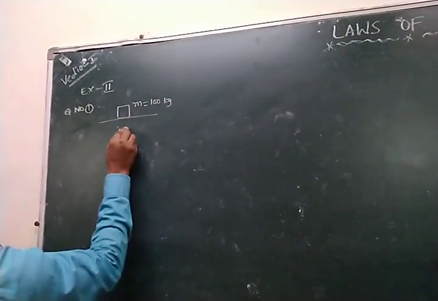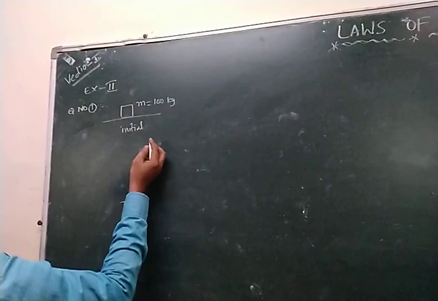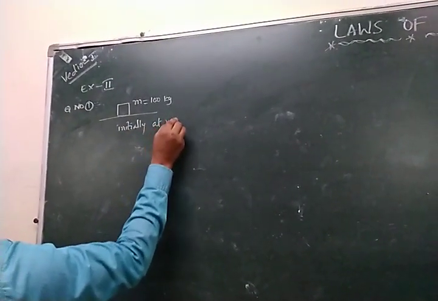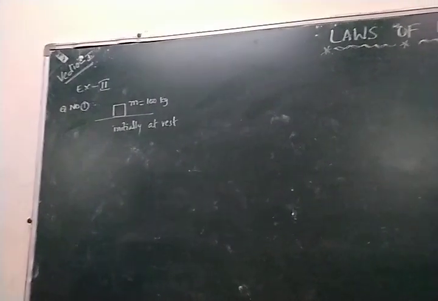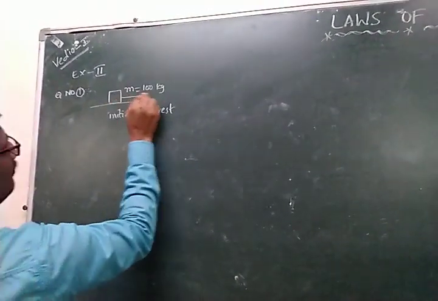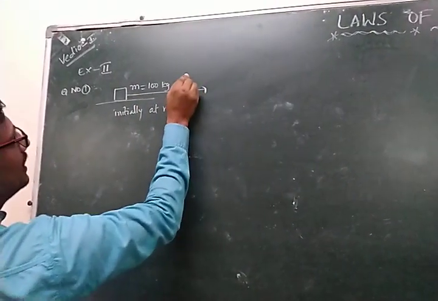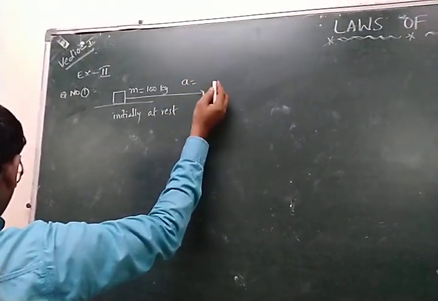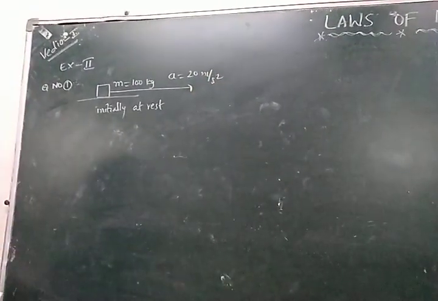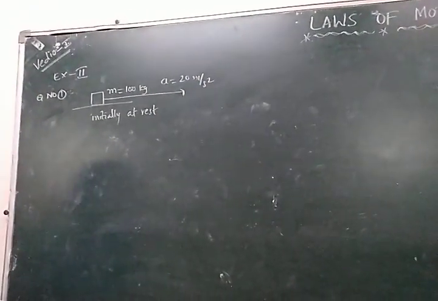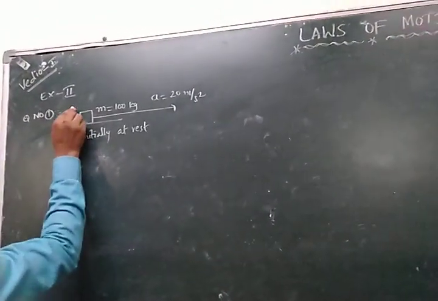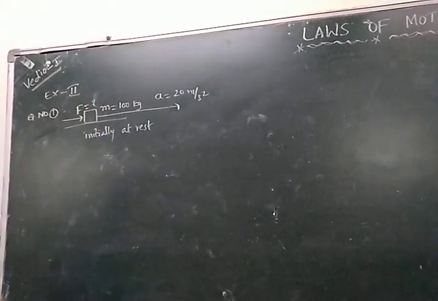Initially at rest. The body moves with an acceleration when we apply the force. Its acceleration is given as 20 meters per second square. The direction of the force. Find the magnitude of force. Now here, how much force can we apply?